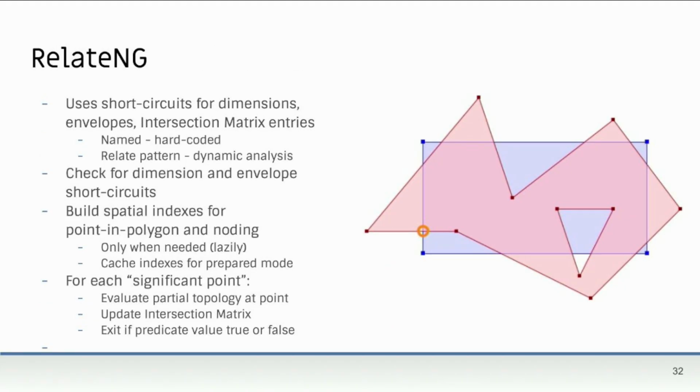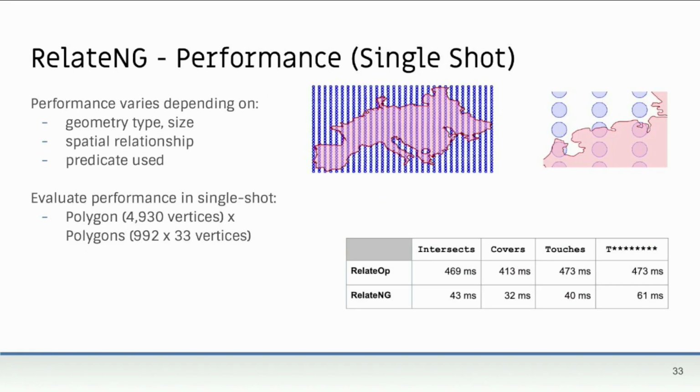So yeah, it uses short circuits. It only calculates what's needed for the relationship it's trying to test. Here are some examples of the performance gains. You can see it's kind of an order of magnitude there for the different options.